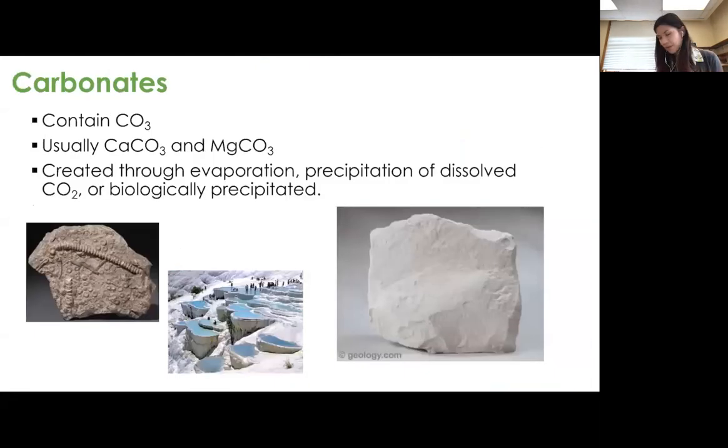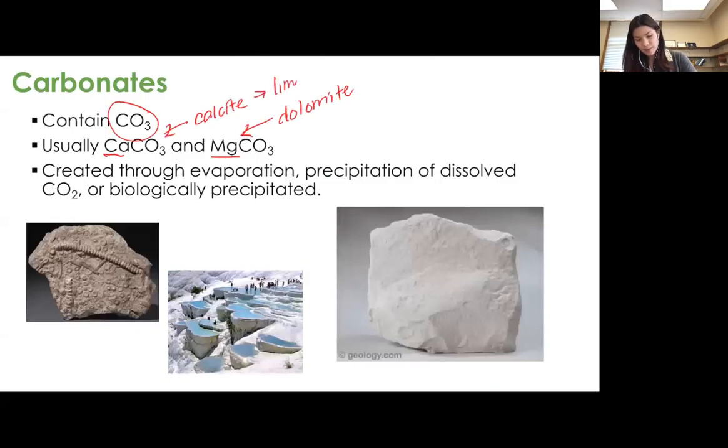Right, another main type of chemical sedimentary rocks are carbonates. So these are going to include a lot of carbonate, and that carbonate is usually bound to either calcium or magnesium. So a calcium carbonate is a calcite, and a magnesium carbonate is a dolomite. Calcite as a rock is called limestone, and dolomite as a rock is a dolostone.